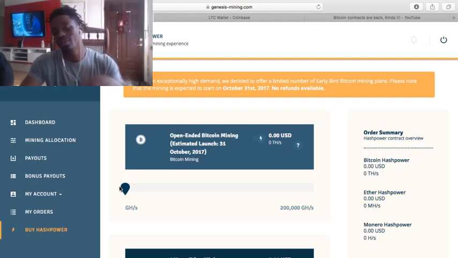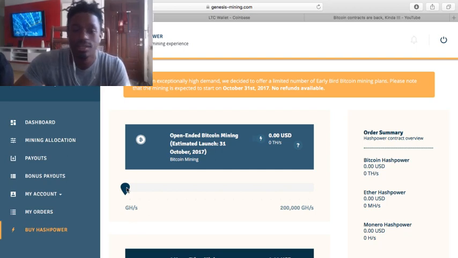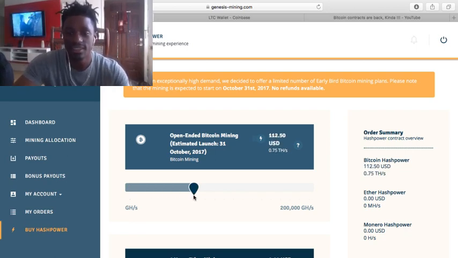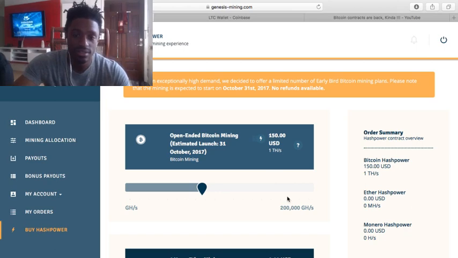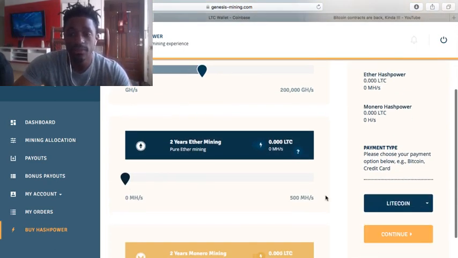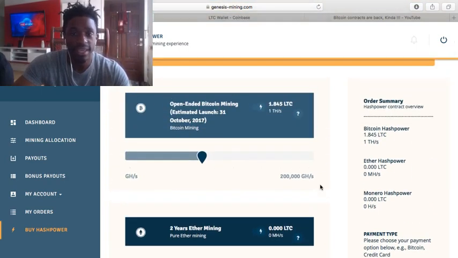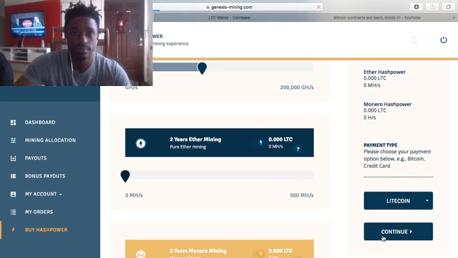Today I'm going to be upgrading my Bitcoin mining contract over on Genesis Mining with you guys' affiliate codes, and I'm going to be upgrading 1 terahash. So let's go ahead and get that. Great thing about this is that 1 terahash is still $150 compared to over $300 on Hashflare. So let's go ahead and use this. I'm going to be using Litecoin, and that's 1.845 Litecoin, and we're going to continue.